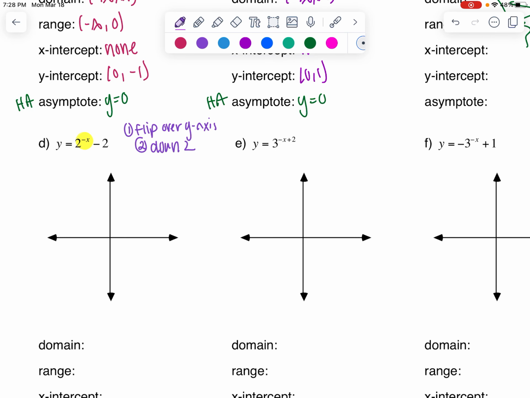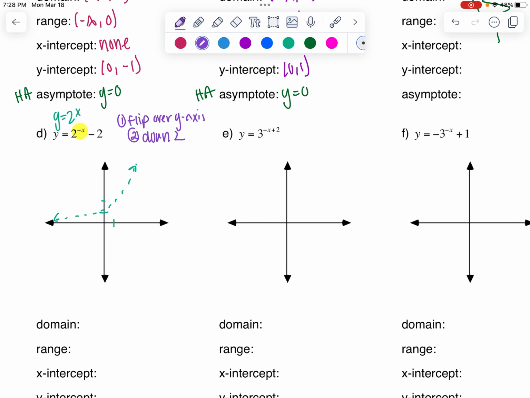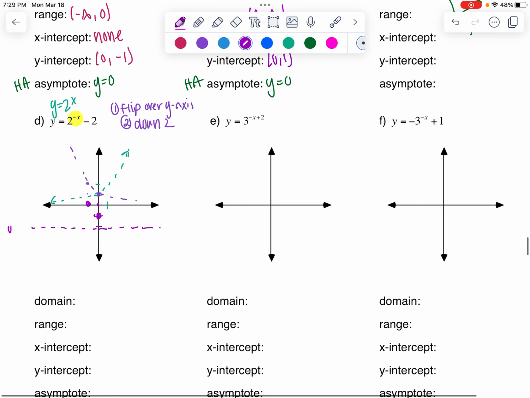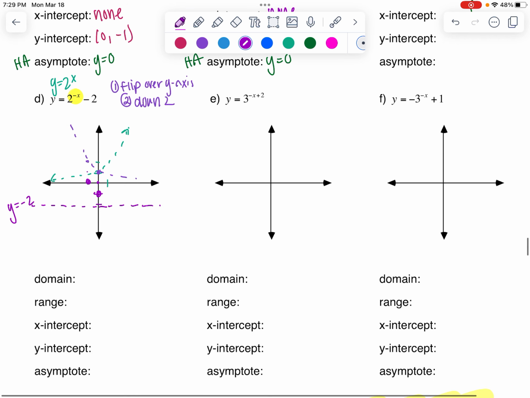So our parent function is, again, y is equal to 2 to the x power. The first one is we're flipping over the y. So this is what it's going to look like. And then we're going to go ahead and move it down 2. So there's my point right there, and there's my point right there. Moving down 2 means that we're moving our horizontal asymptote to y is equal to -2. And this is what our graph looks like.